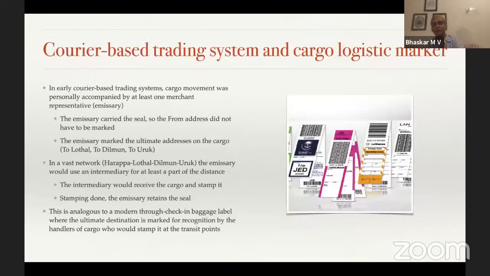Okay, so a courier-based trading system and cargo logistic marker is somewhat analogous to the check-in baggage tag that we all are used to. I board the plane in Chennai and I'm traveling to New York via Dubai, and I'm not going to see my baggage in Dubai. I'm not going to claim it. It's going to go straight through to New York. But in between, the cargo handlers will be able to unload, if need be, the cargo that is stamped for New York and put a transit stamp on it before loading it onto the vessel that carries it to New York.